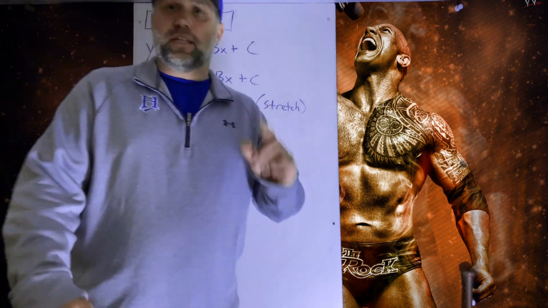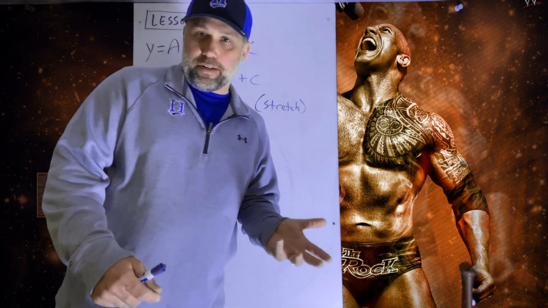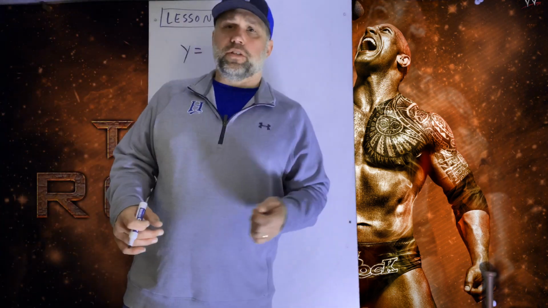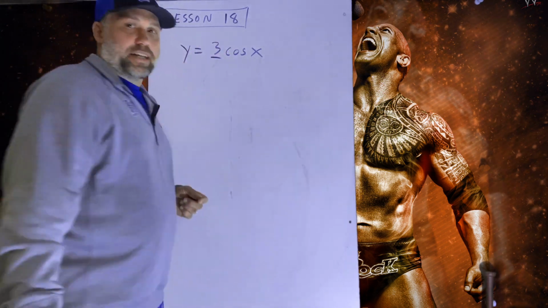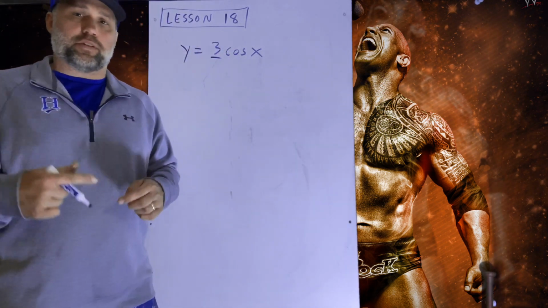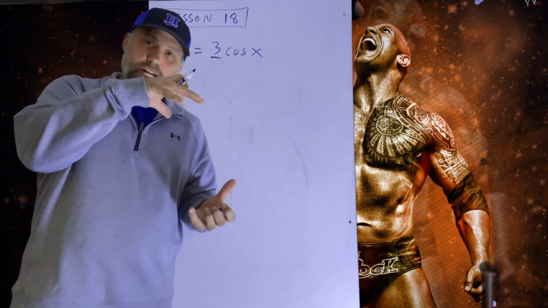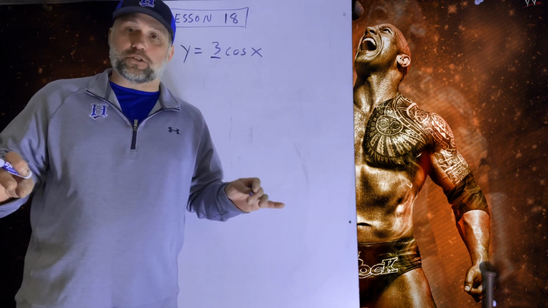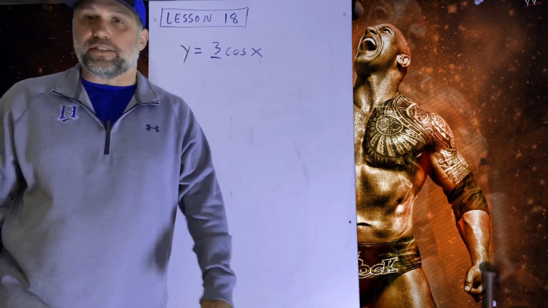All right, so let me give you my first example of a question where I'm changing the A value. The first one I'm going to do here is y equals 3 cosine x. So I've changed the A value to 3. So this graph's going to have what we call an amplitude of 3. That's a stretch. So I'm going to put up the original graph of just cosine x first, do some erasing and manipulate it and show you what this 3 does to this graph.